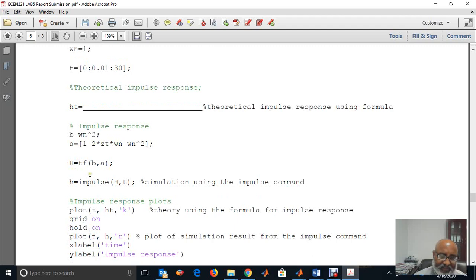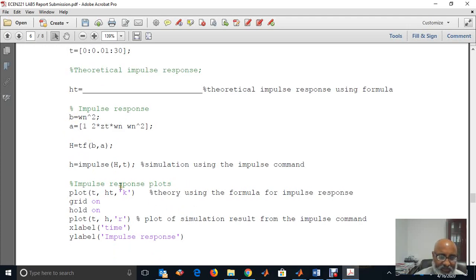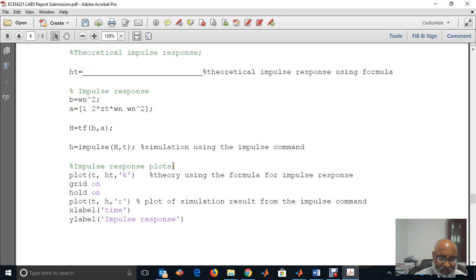H is the transfer function of B comma A, so the numerator coefficients B and the denominator coefficients A. So this is the simulation. H is then the impulse: I call the impulse function, impulse of H comma T, where T is the time vector. So this is the simulation.